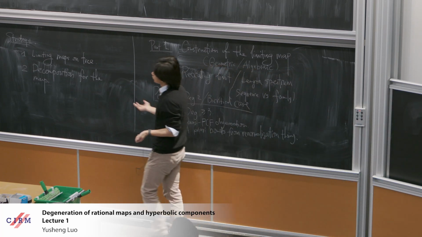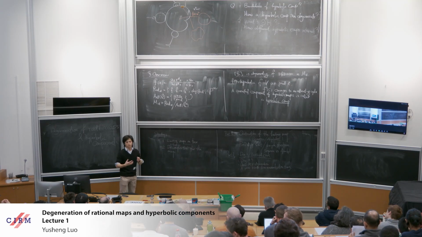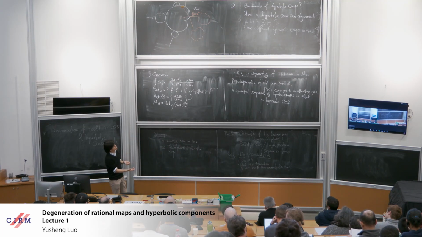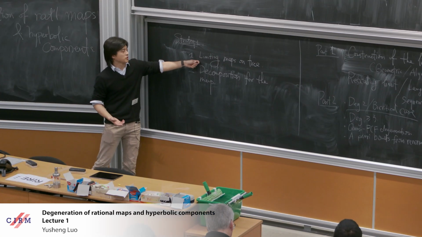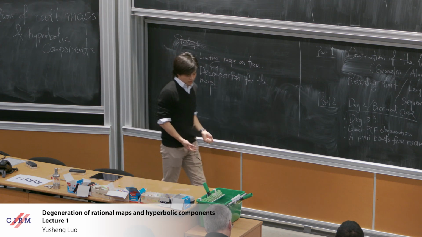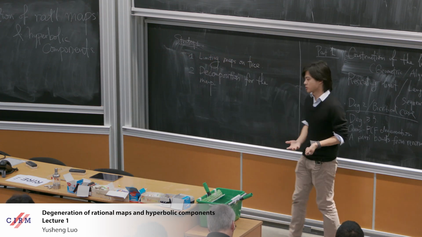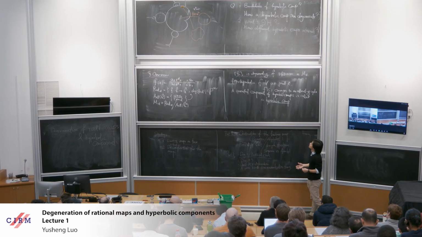So the strategy is, I forgot to mention that, the strategy is to try to prove by contradiction. We assume it's unbounded, then we can extract some degenerating sequence of rational maps, in which case we will obtain some limiting map on a tree, some decomposition, and the final punchline is to show such a decomposition would not exist. And that's the general strategy here.